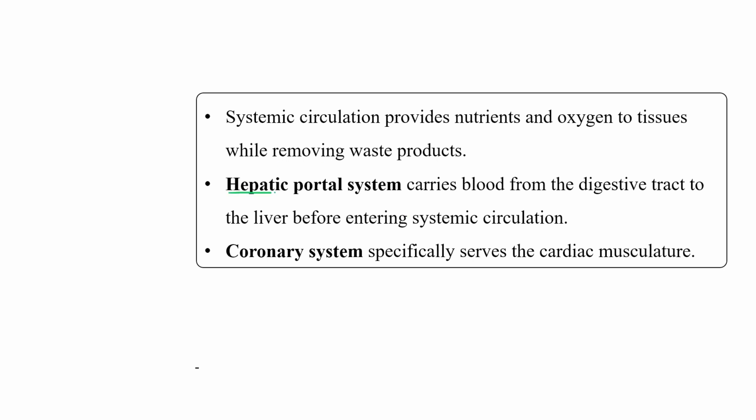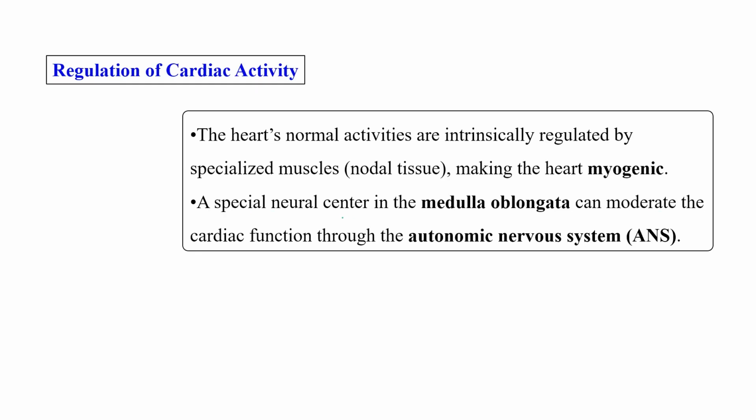And here, the hepatic portal system and the coronary system are two different terms that also come up. The hepatic portal system carries blood from the digestive tract to the liver before entering the systemic circulation, while the coronary system specifically serves blood to the cardiac muscles. Now, regulation of cardiac activity.